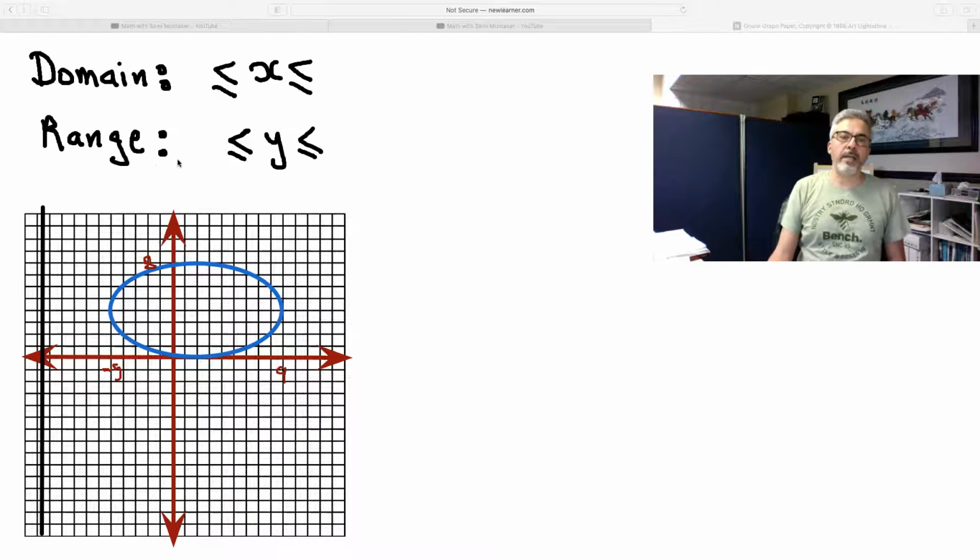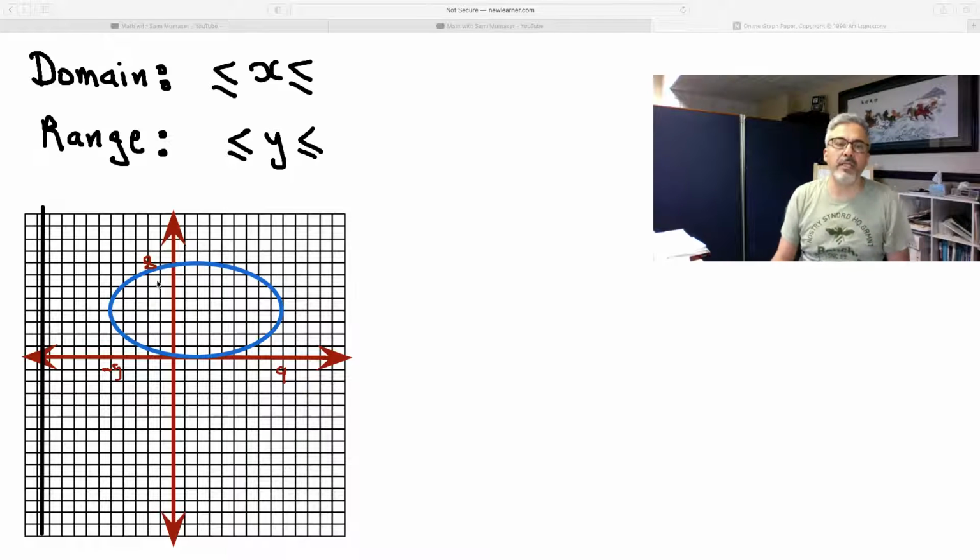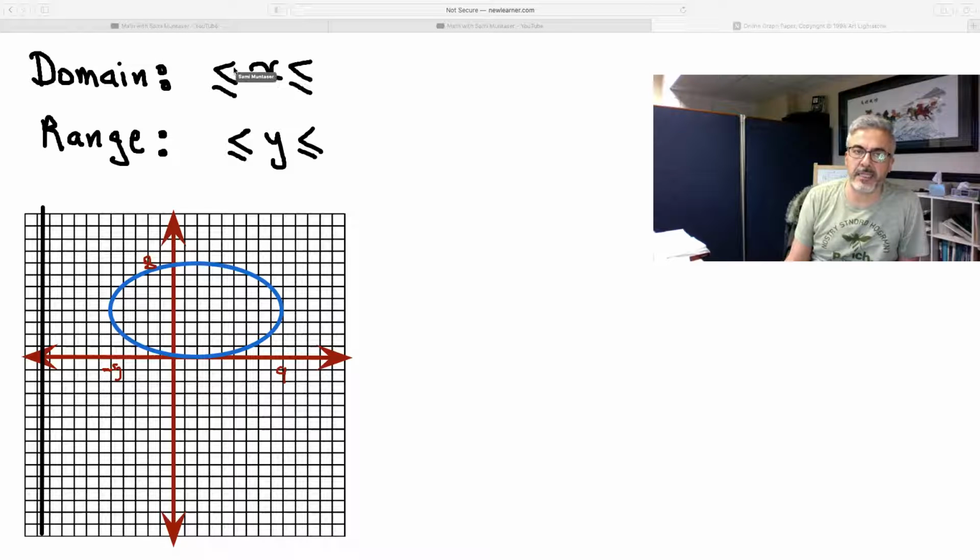So exploring domain and range for this graph right here, which is an ellipse. To do the domain and range, first of all, I want you to know that when I write this as x, if you read it backwards, it's greater than or equal, and x is less than or equal this way, it just means x is between two numbers. That's what it means. But let's go back to this graph and do the domain and range.